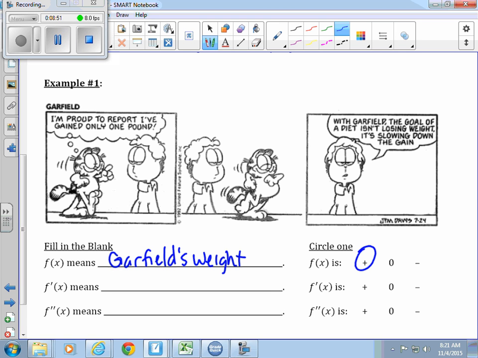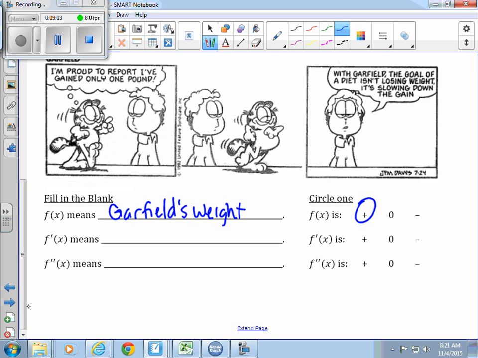What is f prime in this situation? The rate of change of his weight, right? The rate of change of Garfield's weight. Is that positive, negative, or 0? He is gaining weight, right? So he is increasing his weight.